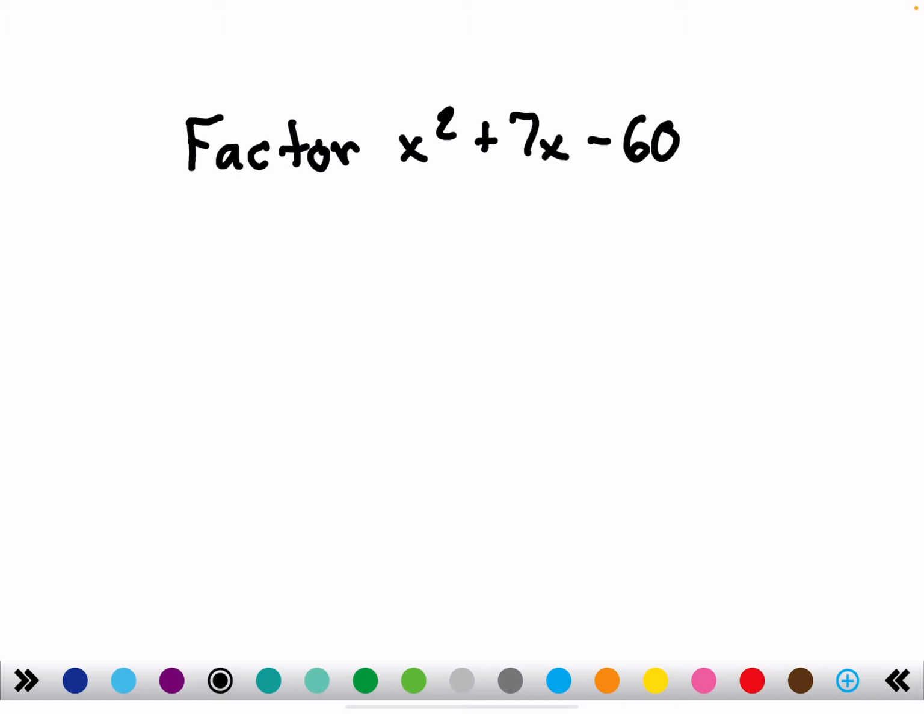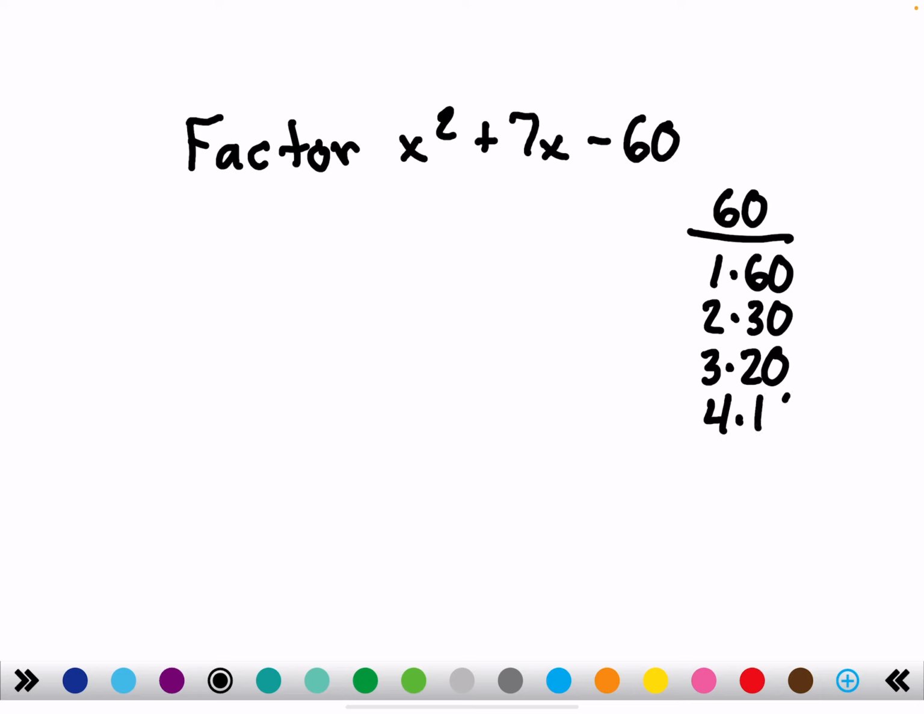Now we're asked to factor x squared plus 7x minus 60. So let's think of factors of 60 that are 7 apart, or these two factors of negative 60 have to add up to a positive 7. There's 1 and 60, too big. 2 and 30, too big. 3 and 20, too big. 4 and 15, still too big.